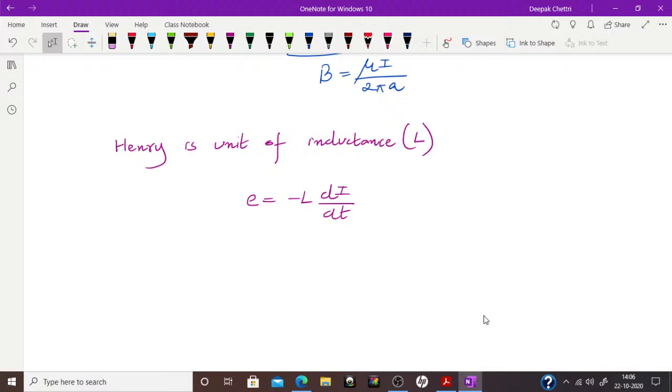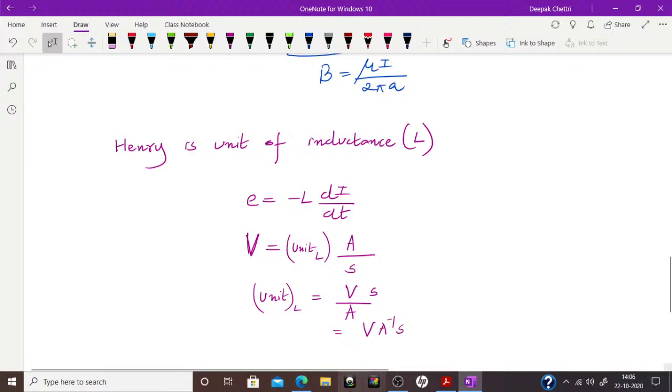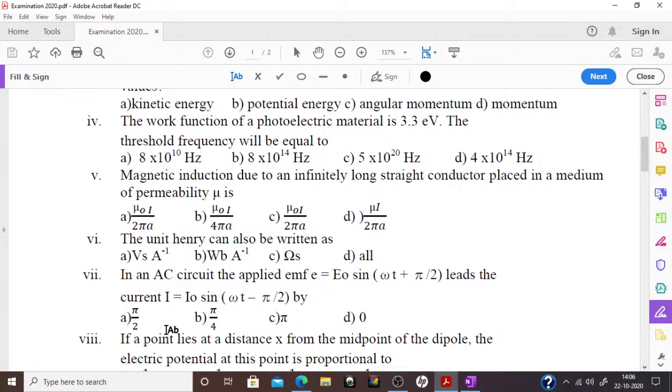So here E is EMF, what is it? Voltage, current, time, right? So from here we can find another unit for L. E is the EMF, which is actually voltage. So the unit of voltage is volt, capital V. We don't know the unit of L, so let me just write unit L, right? Now this is current. What is the unit of current? Ampere, divided by time. What is the unit of time? Second. So let me carry everything to one side. So what will I get? Volt by ampere second, right? So volt per ampere second. Is that option there? Yes, the first option itself, volt per ampere second. Is it clear?